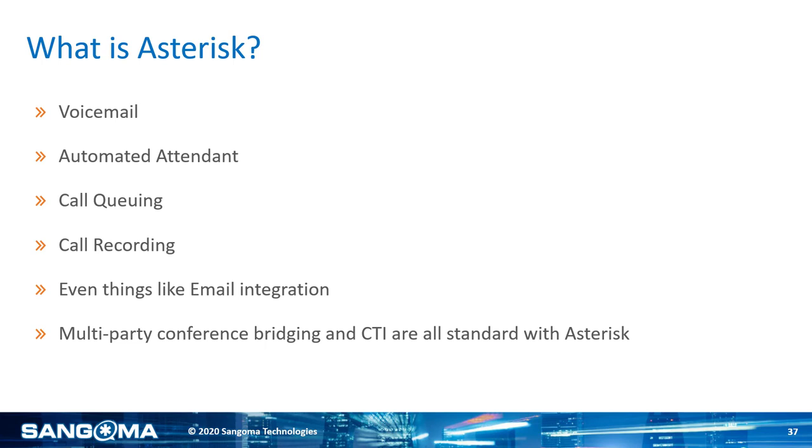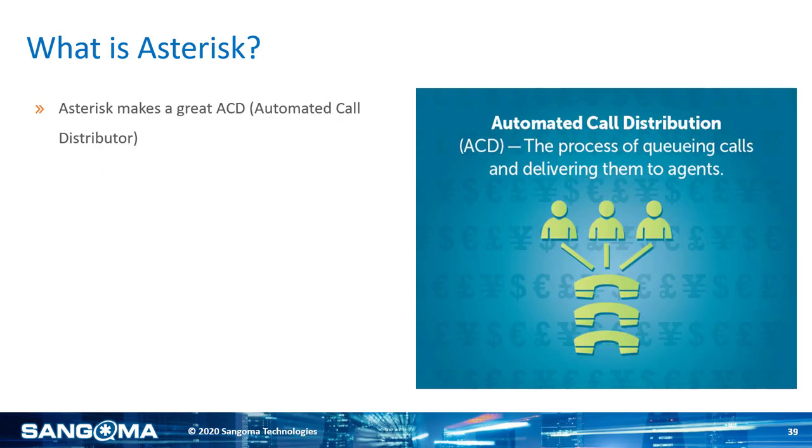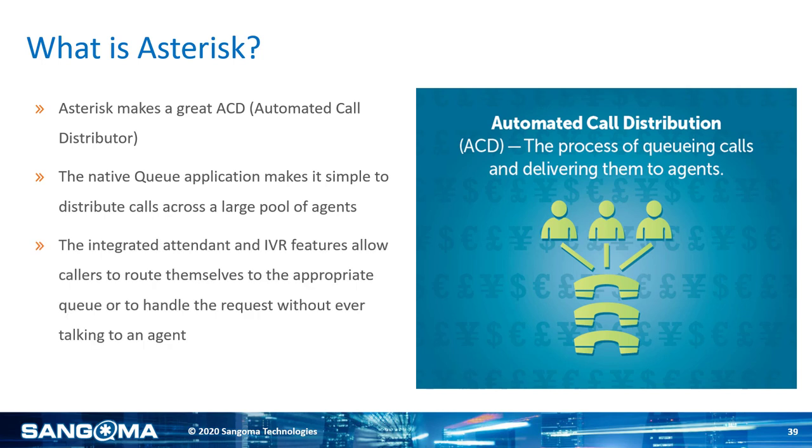You can use your own servers or even PCs in order to grow or add new functionalities to your current telephony system without the need for a special type of hardware. Asterisk makes a great ACD, or automated call distributor. The native queue application makes it simple to distribute calls across a large pool of agents. The integrated attendant and IVR features allow callers to route themselves to the appropriate queue or to handle the request without ever talking to an agent.